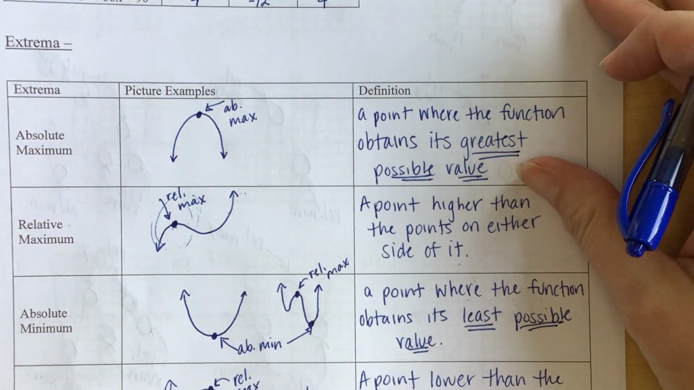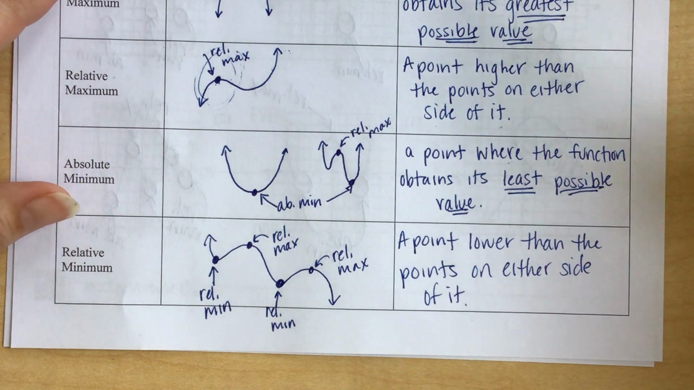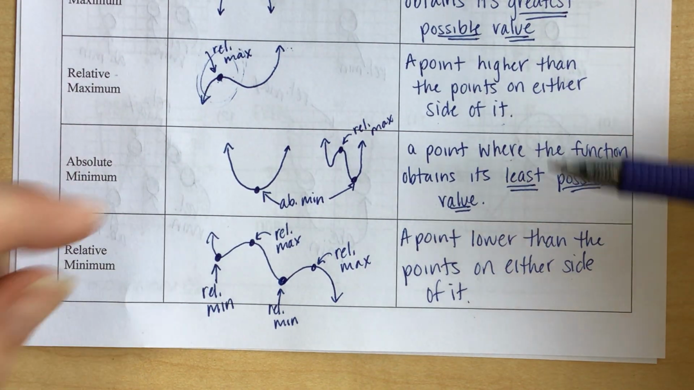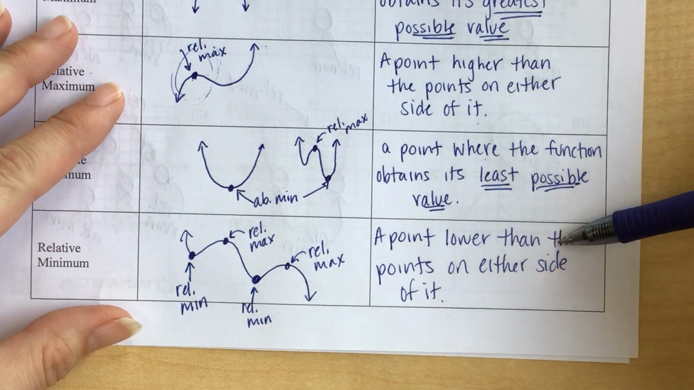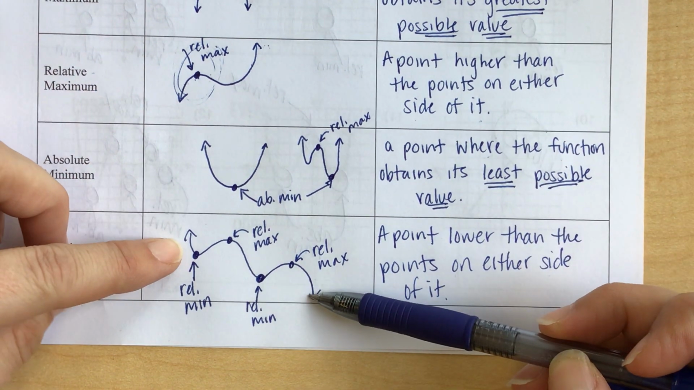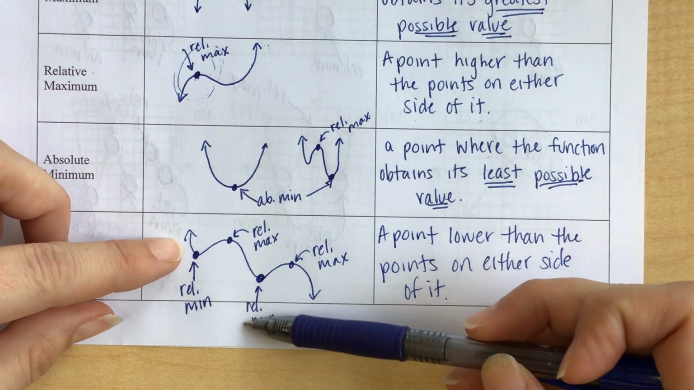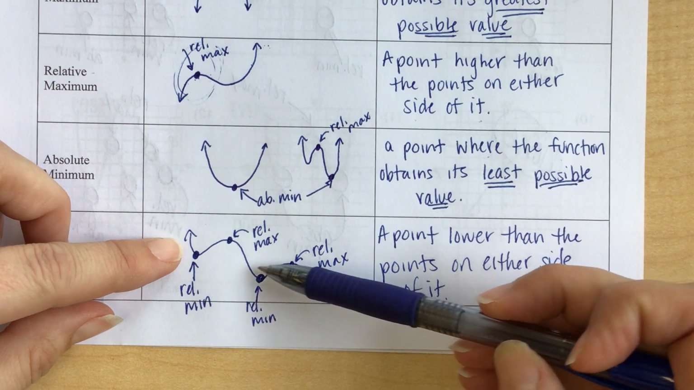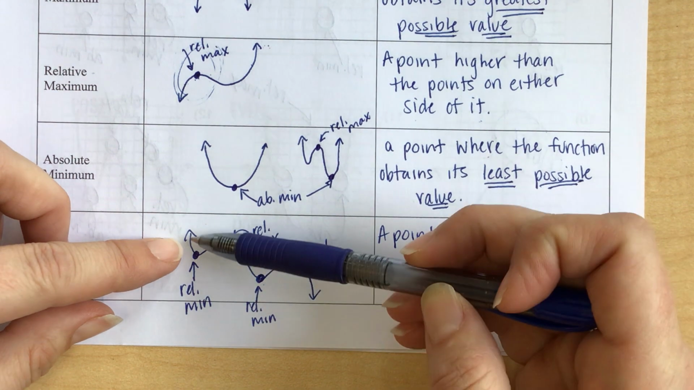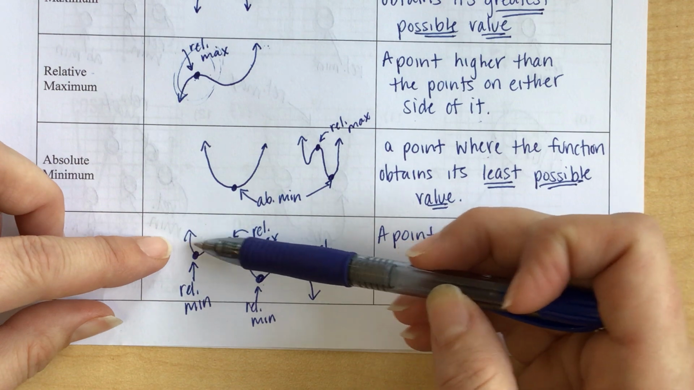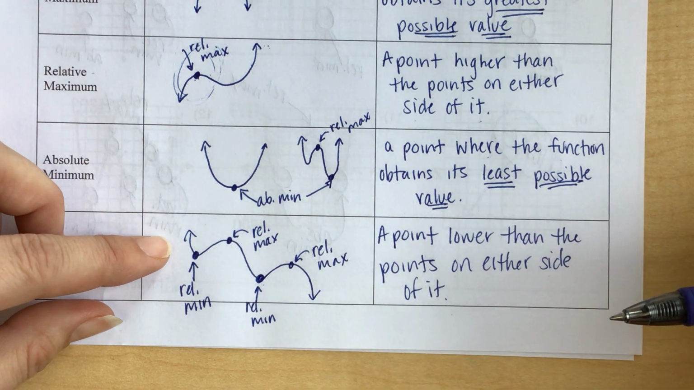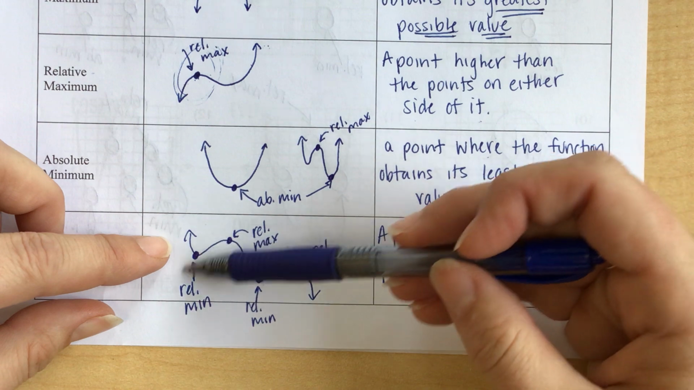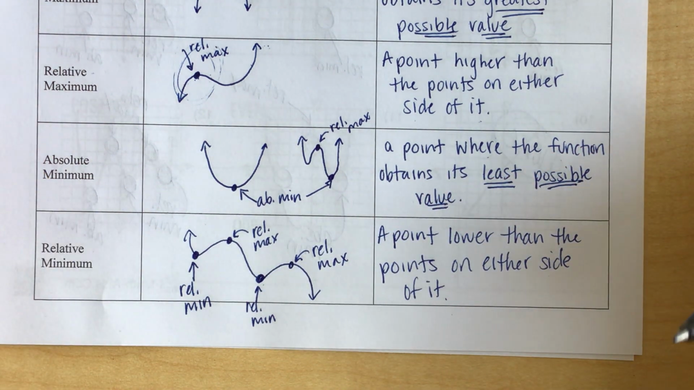All right, and then again, the opposite for relative minimum. It's a point lower than the points on either side of it. So you can see again, arrows are going in different directions, but this is our relative min because compared to the points around it, it is the lowest point. Again, here's a relative min. Compared to the points around it, this is the low point. So you can have multiple relative minimums, multiple relative maxes on a graph, or maybe neither. It just depends on what the graph looks like.